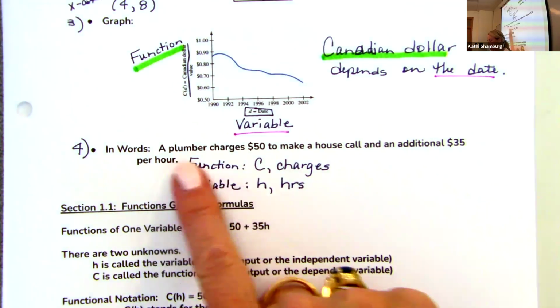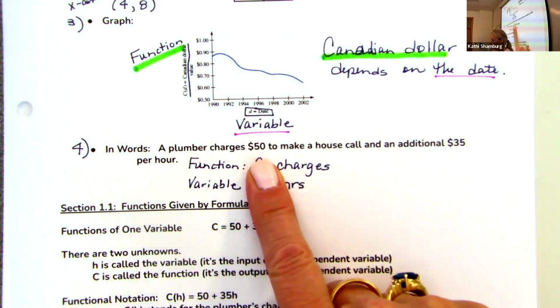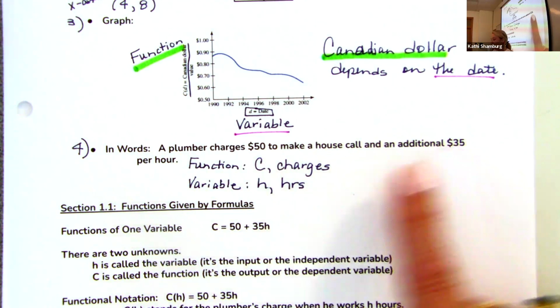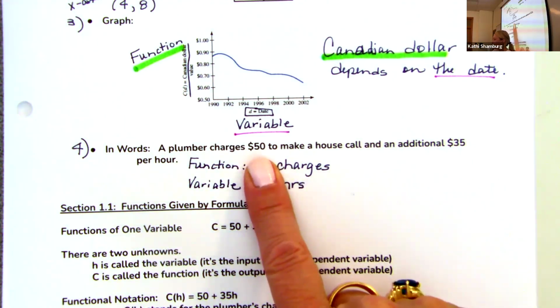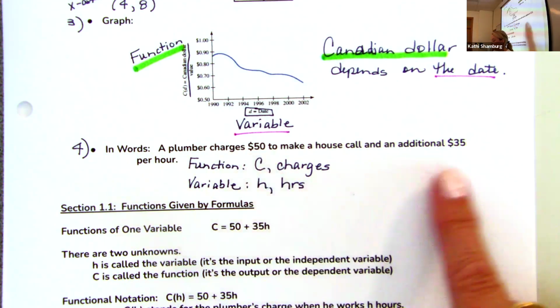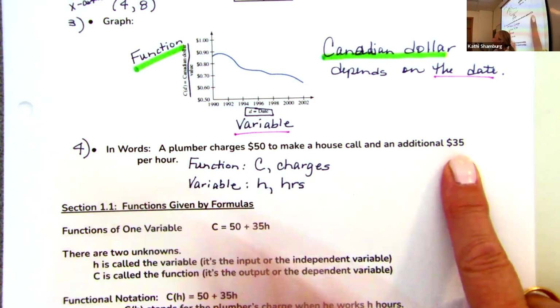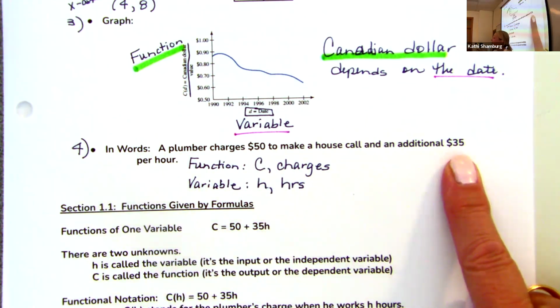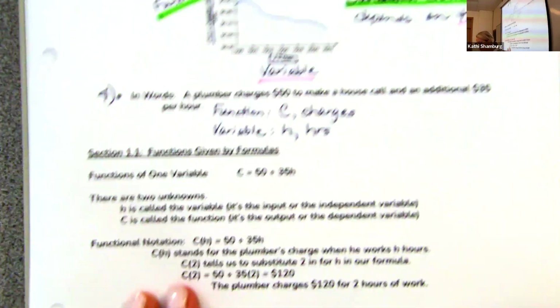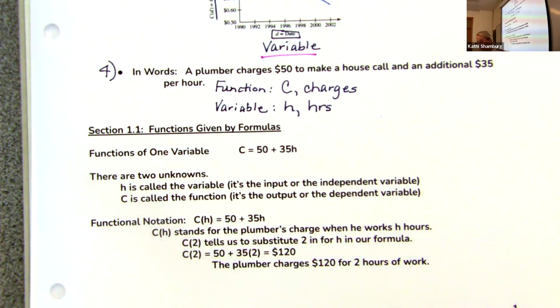Now, notice it said the plumber charges $50 to make a house call and then an additional. They just show up at your house, bam, you're charged $50. That's called a fixed cost. Then the $35 per hour: if the plumber works 1 hour, I'm charged an additional $35. If the plumber works 2 hours, I'm charged an additional $70. Okay. So that's just some foundational work.